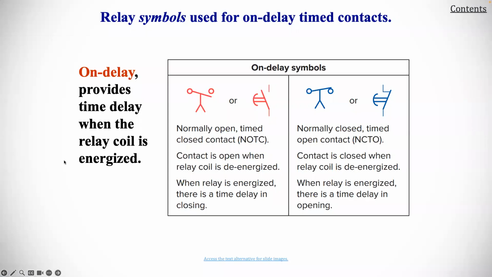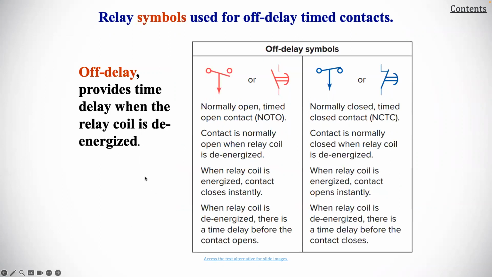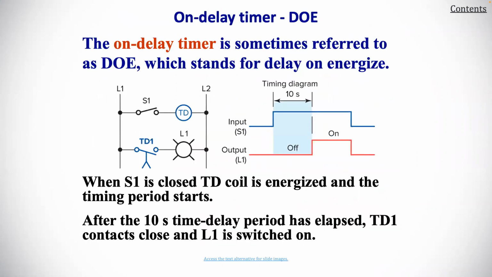So for the symbols that are used, on delay provides time delay when the relay coil is energized. So this is a kind of nomenclature that you can see for that. Off delay provides time delay when the relay coil is de-energized. So we can see that sometimes you need to let things settle down and you don't want to get false triggers. The on-delay timer is sometimes referred to as DOE, which stands for delay on energize.